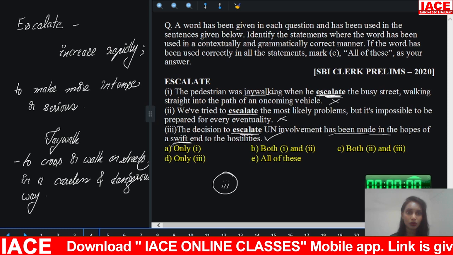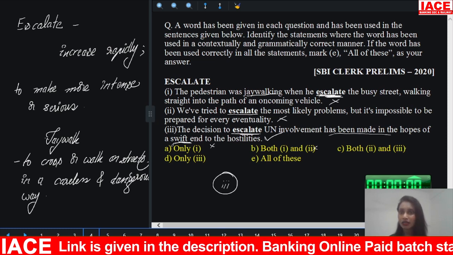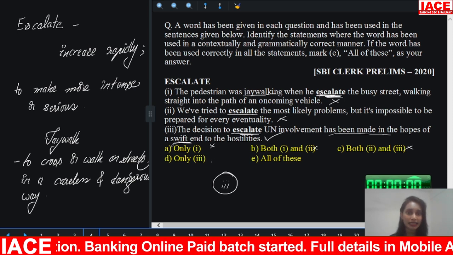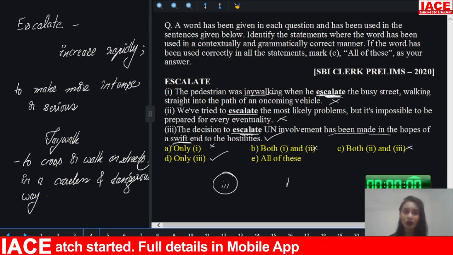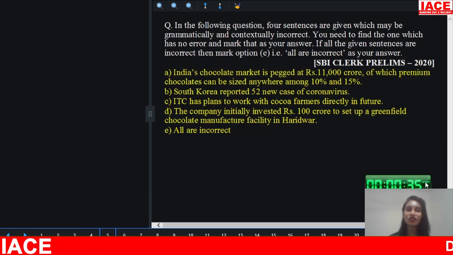So look at the options. Only 1, no. 1 and 2, no. 2 and 3, no. Only 3, yes, exactly. So your answer is option D. Right guys, here is the next question. You got 35 seconds to answer. Your time starts now.